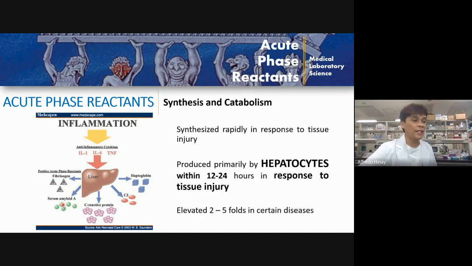So for the synthesis, class, you know this already, that in the liver, the primary cells responsible for production are hepatocytes. Within 12 to 24 hours in response to tissue injury, they are elevated 2 to 5 folds in certain diseases. So please refer to your book's table for the specific diseases and which APRs increase. With the synchronous class, we will try to discuss and cover that.